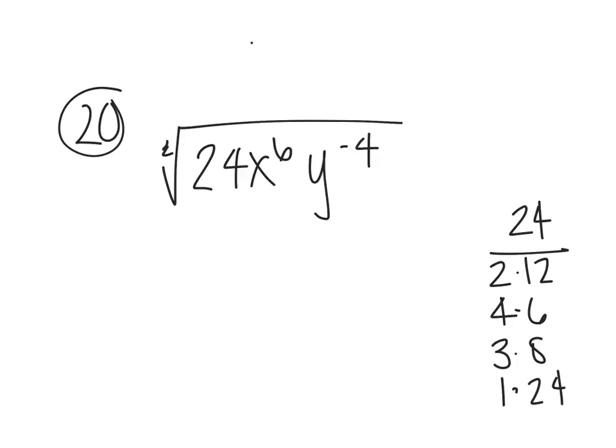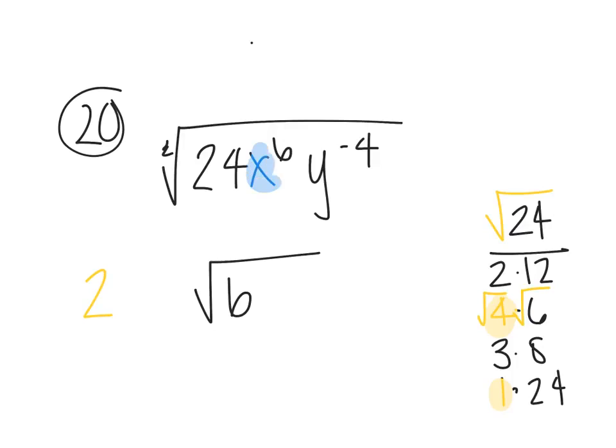Which of these numbers are perfect squares? 1 and 4. So I could say that the square root of 24 is really the square root of 4 times the square root of 6. Why do you think I picked 4 instead of 1? Yeah, it's the bigger number. So what is the square root of 4? 2. So that means I'm going to have 2 on the outside, and this poor little 6 is going to stay on the inside.